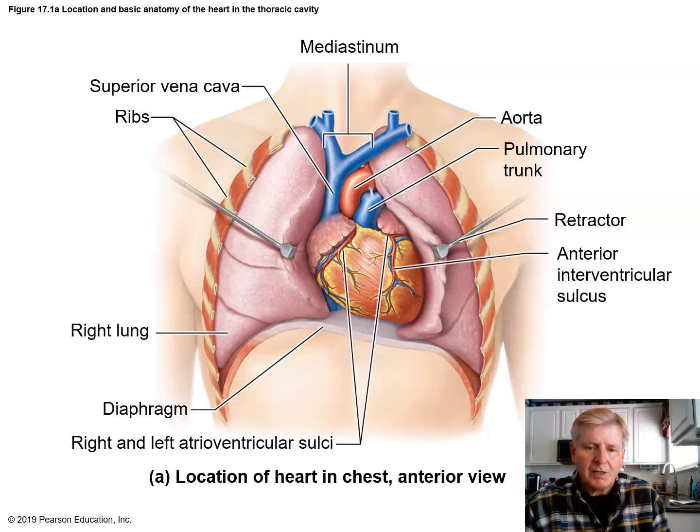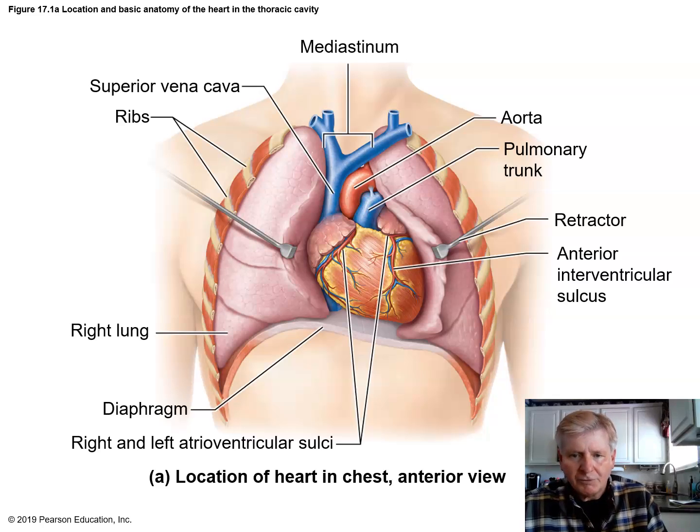So this is the location of the heart in the chest, in the mediastinum, and this shows you the lung lobes retracted a little bit so you can see the left ventricle and the right ventricle. There's the anterior ventricular sulcus with the left anterior descending artery, which of course is colored red because it's carrying oxygenated blood to most of the left ventricle and part of the right ventricle.